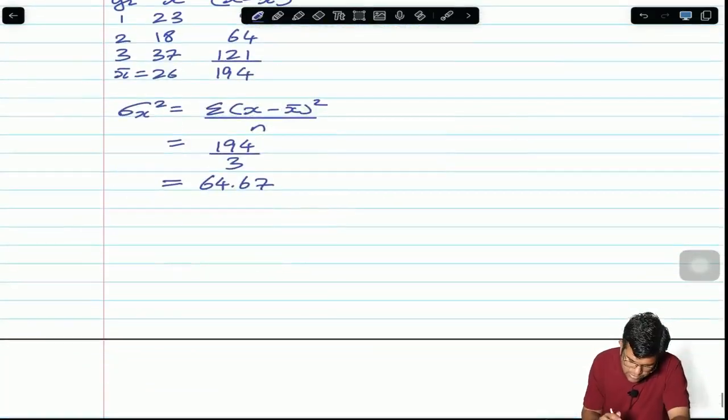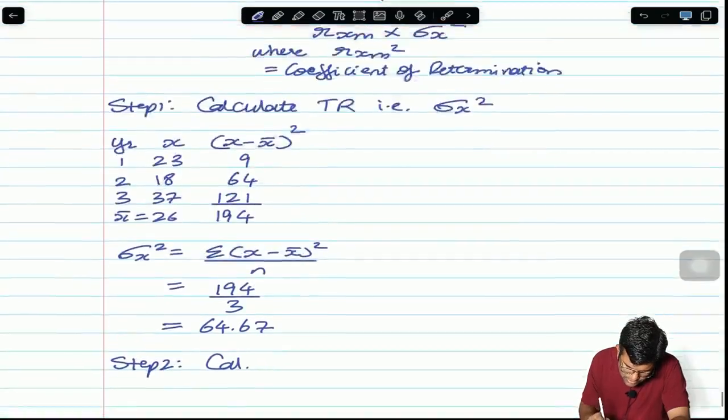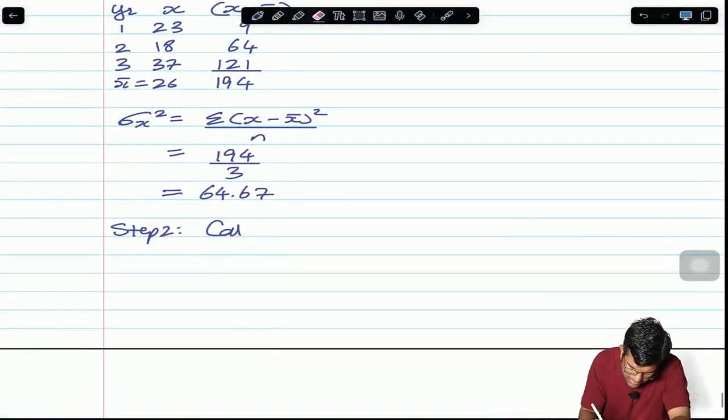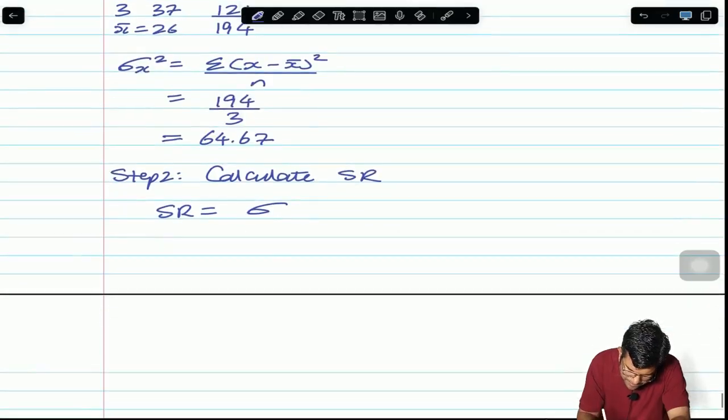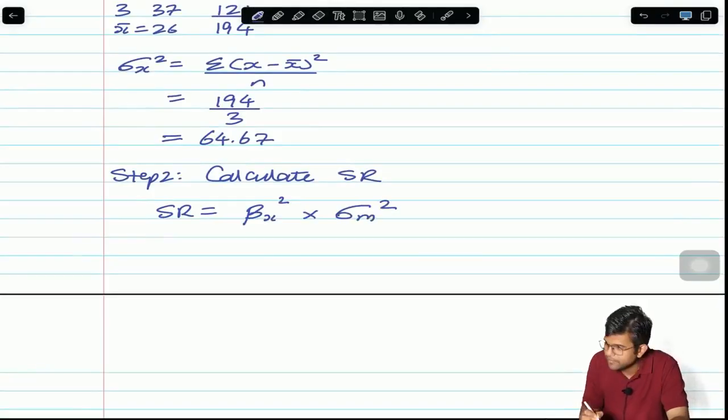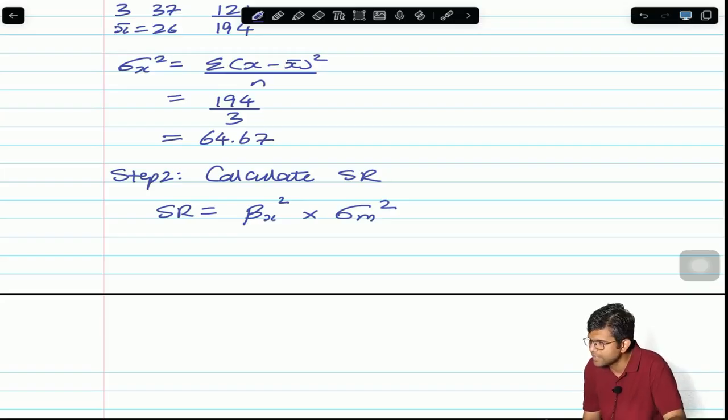Next, I will do step 2. Calculate systematic risk. Now, can I say systematic risk is beta x square into sigma m square. Beta x means beta of x, you are understanding now? Beta of x square into sigma m square.